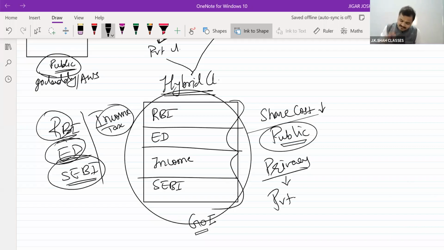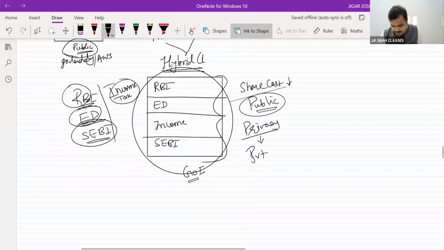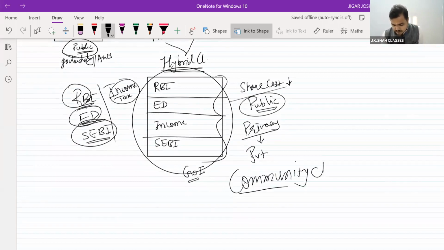So, sir, can we say this is something where they can enjoy the services of a private cloud at the cost of a public cloud? Yes, sir. And thereby, this type of cloud is called a community cloud. It's called what? Community cloud.